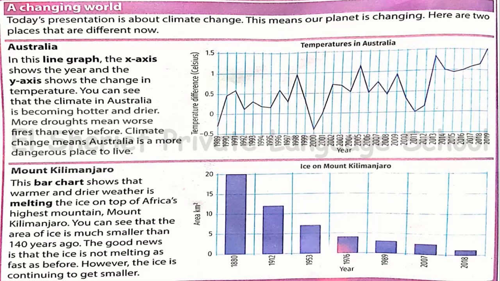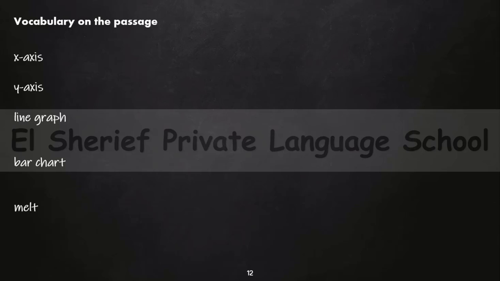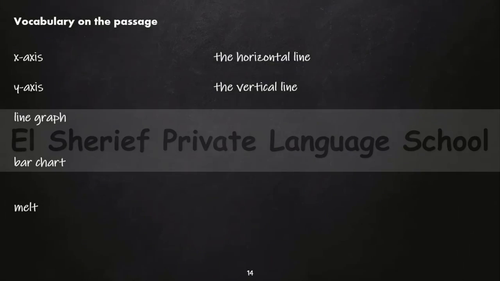Now let's move on to see the new words in this passage. The new one is x-axis, and it means the horizontal line that we can see for the years. If you go back again, you will see it for the years. But the y-axis is the vertical line, and it's for the temperature difference.